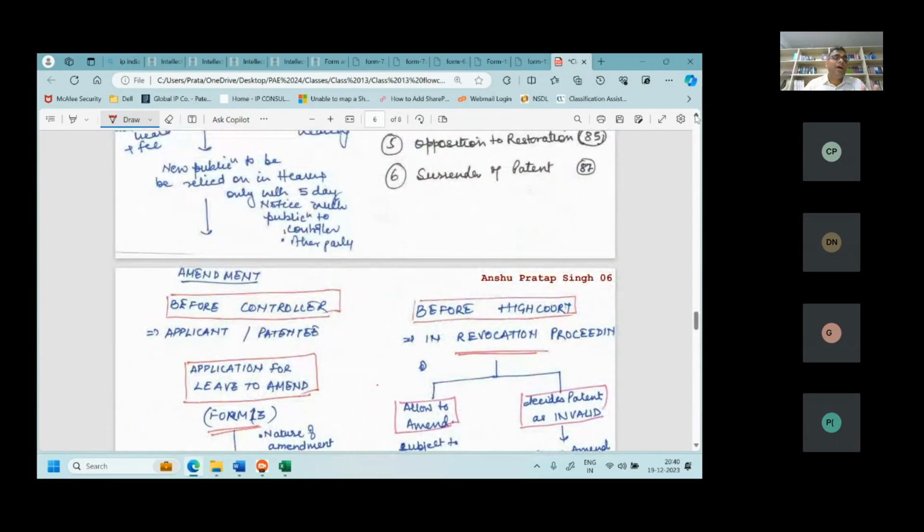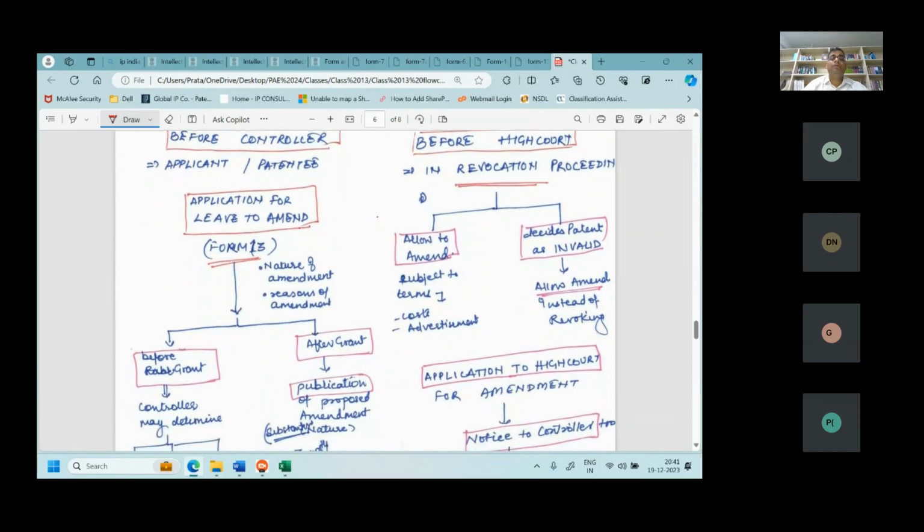This is the amendment part. Now go to the controller; work is done. If in High Court, what happens in High Court? In revocation proceedings, there can be a situation where the High Court allows you to amend. The patentee himself says, okay, it's better to protect my patent by amending it. So you are allowed to amend, subject to terms, including cost and advertisement.